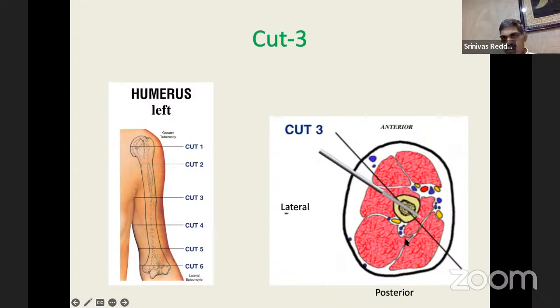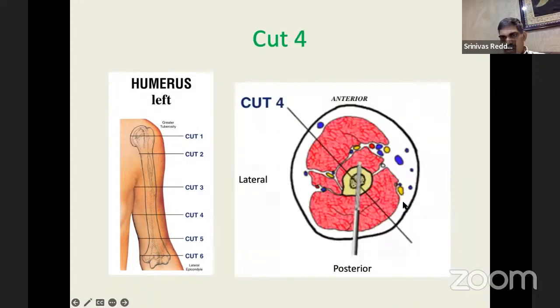And here you see these are the structures. This is the triceps. This is the left humerus. You see all the previous ones also are the left humerus. For your better understanding, this is the anterior aspect, this is the posterior aspect, and this is the lateral aspect. From the lateral side, we are passing the shank pins.